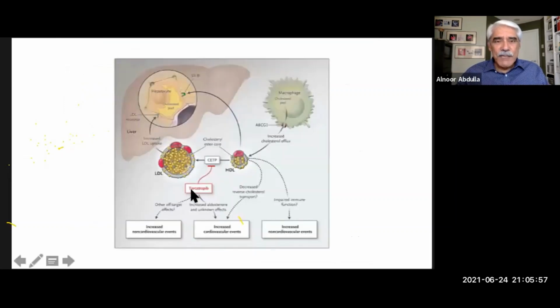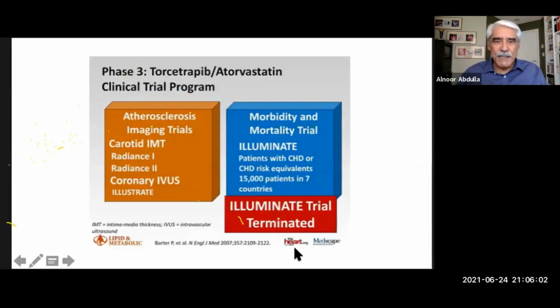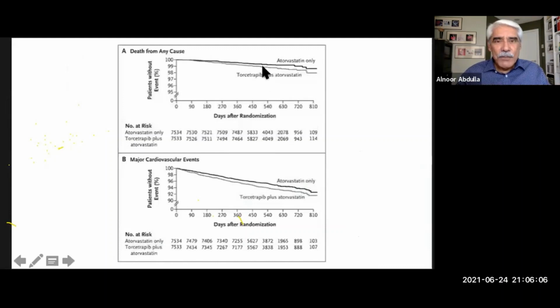So then we said, well, we have to use torcetrapib because it raises HDL even more. And lo and behold, what happened in that trial? Well, you look, there was very minuscule difference in mortality and a very minuscule difference in cardiovascular event rate.